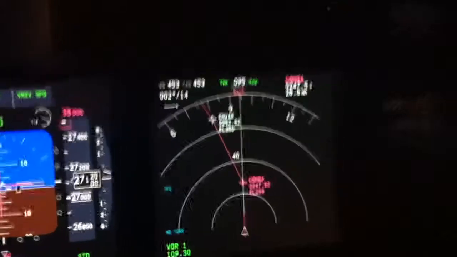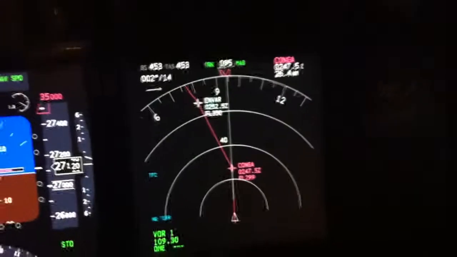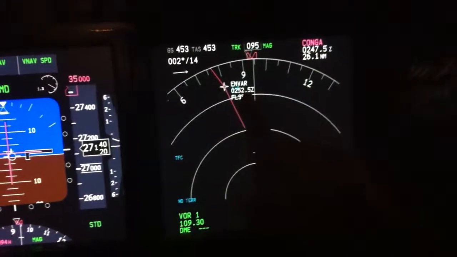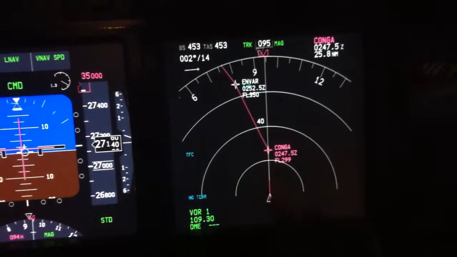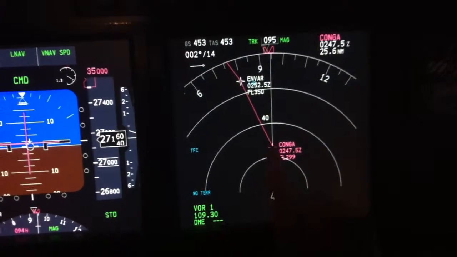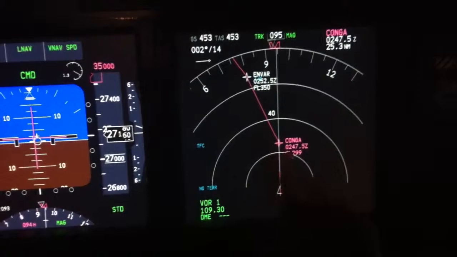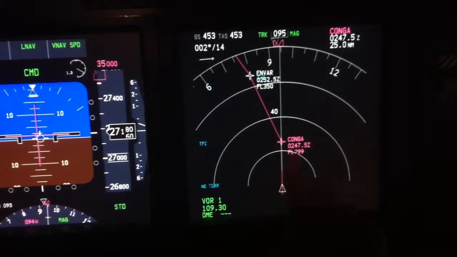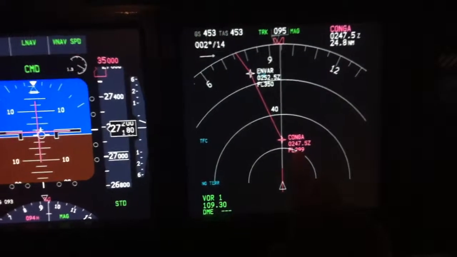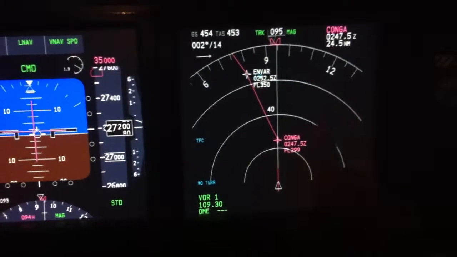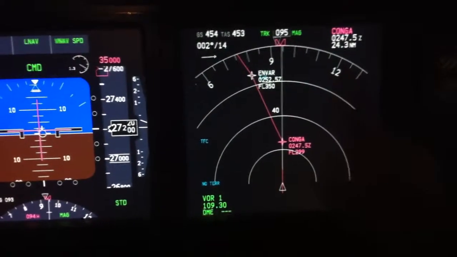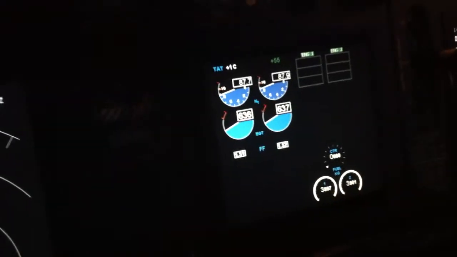And moving to the right, this is the navigation display. This shows our heading, our magnetic heading, and this is our plane, and this is our flight plan. So we'll go to Conga at flight level 299. That's 299,000 feet, and we're 24 miles from Conga right now. Moving to the right, this is the engine display, and it shows our thrust and everything.